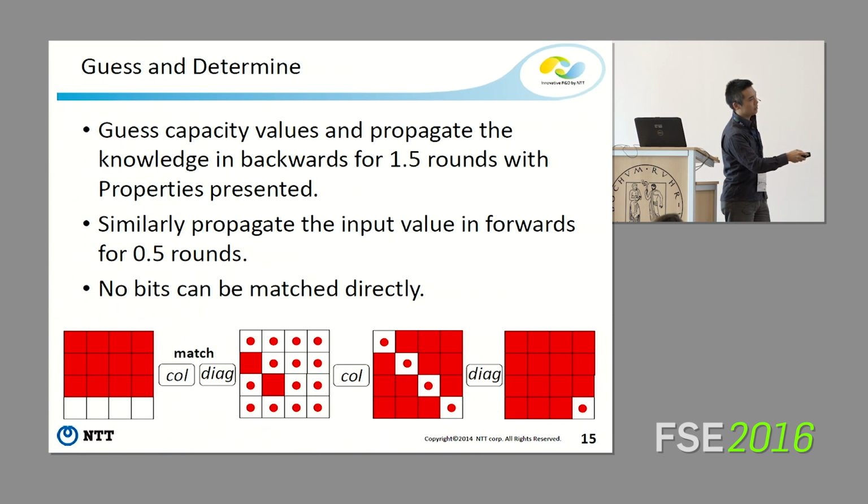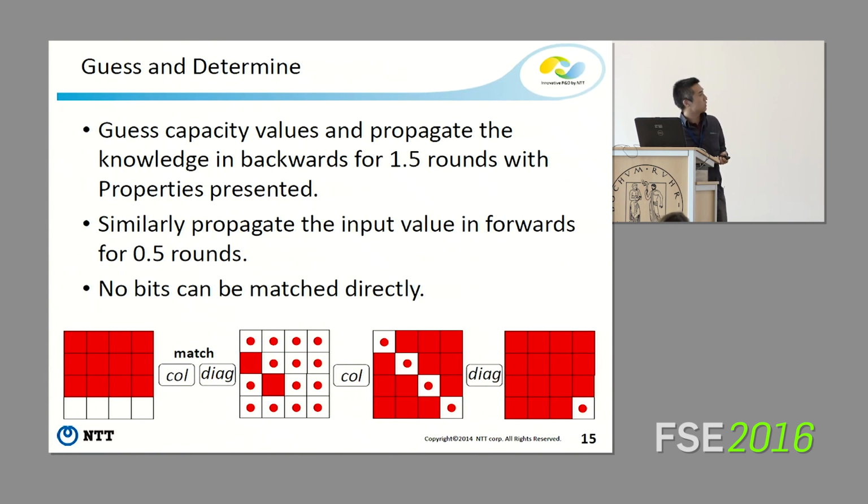From known B, C, D, you can immediately compute B. So even after the column step, you still keep some fully known words. And the interesting thing is that, considering the next diagonal step, the fully known words are located in the same diagonal. So you can imagine that after 1 more diagonal step, the attacker can keep some knowledge. We also try to propagate the input values forward, but forward propagation is much weaker than backward propagation, so we can only do 0.5 rounds, I mean, bypassing a column step. And then we want to match, but unfortunately, no bits can be matched directly, so we need something more.